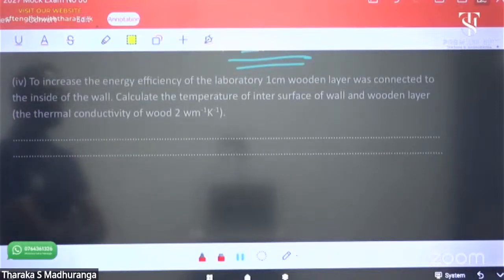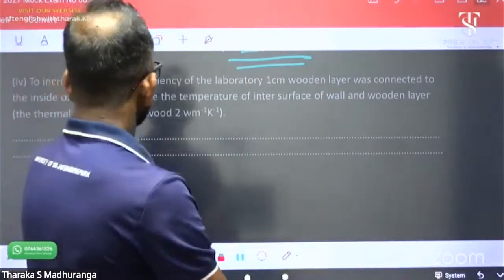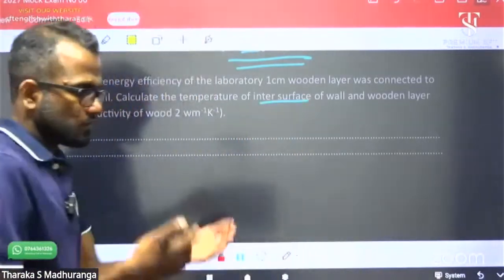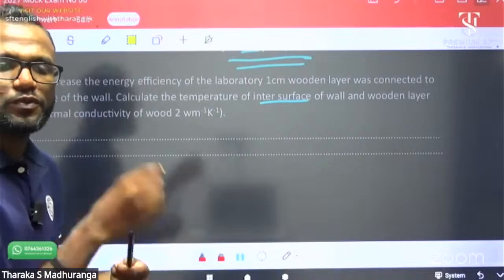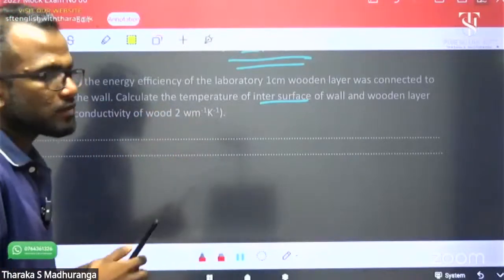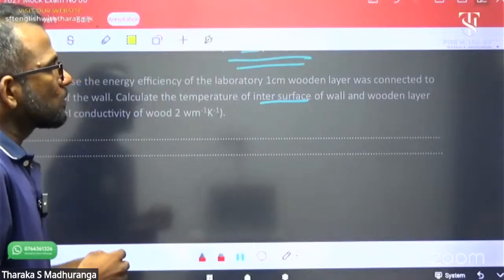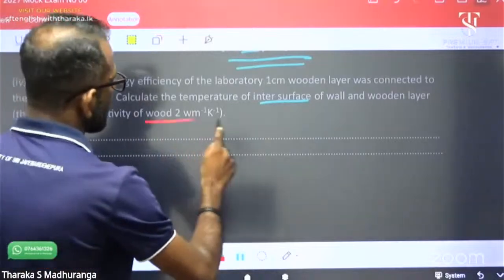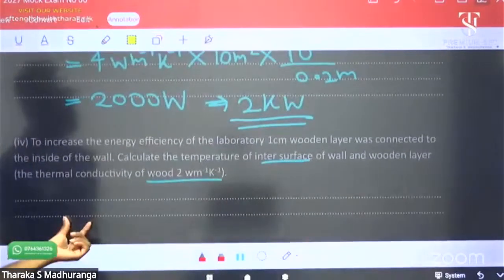Okay. To increase the energy efficiency of the laboratory, a 1 centimeter wooden layer was connected to the inside of the wall. Calculate the temperature of the interface. Interface means the connecting surface of two walls, that is, the wall and the wooden layer. Thermal conductivity of wood is given as 2 watt per meter per Kelvin.